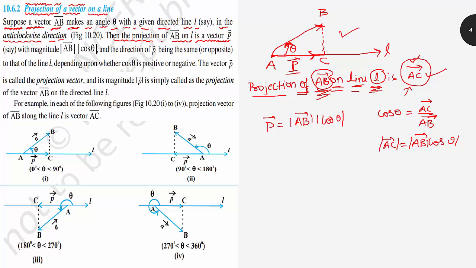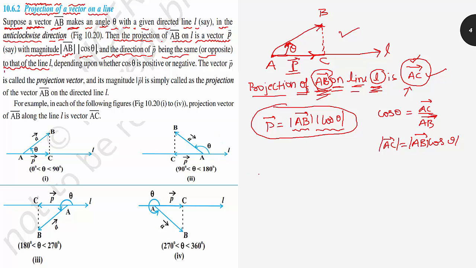See here, we have taken vector AC as P, a vector P with magnitude mod of AB cos theta. Already we have calculated mod of AB cos theta, and that is what they are again explaining to us. And the direction of P being the same or opposite to that of line L, this we have not discussed. Here, this we have already discussed, and all this is over.